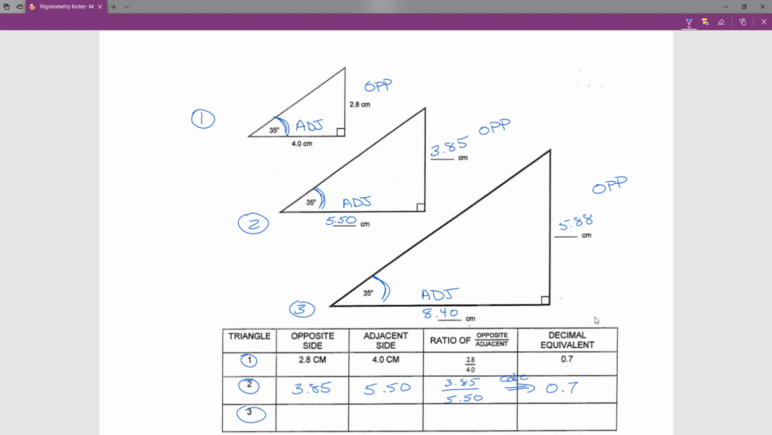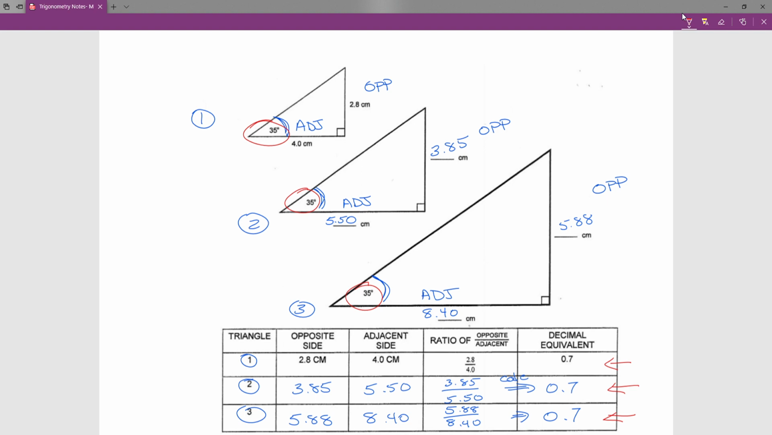So for the third one, if I were to fill in the blanks here, the opposite side is 5.88. The adjacent side is 8.40. If I took opposite and divided it by adjacent, and using my calculator for this, I get a decimal equivalent of 0.7. You can see here that this angle on all of them is the same. So that means that there is a fixed ratio between the lengths of the sides that are involved in these triangles. And that is defined by this decimal equivalent that stays the same.